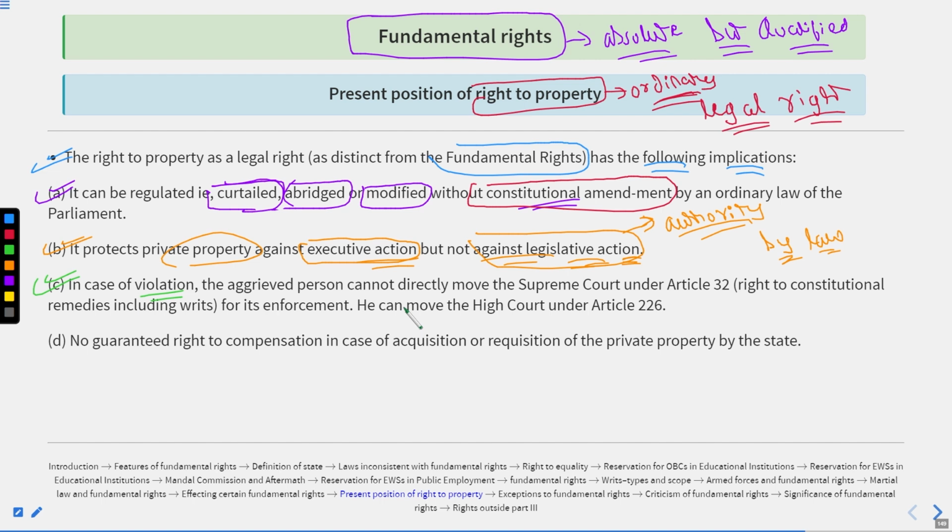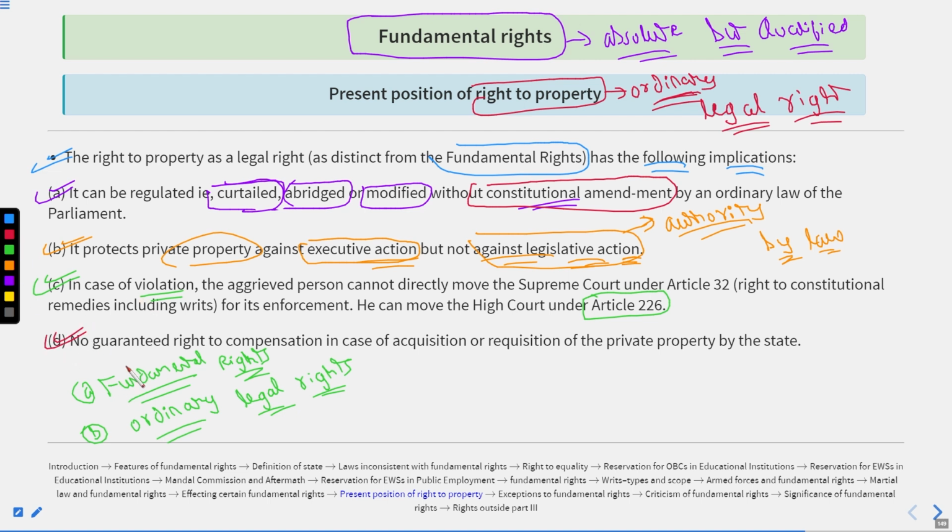Thereafter, in case of violation, the aggrieved person cannot directly move to the Supreme Court under Article 32, which is the right of constitutional remedies, including the writs, because it is no longer a constitutional right. Okay. He can move to the High Court under Article 226. Why? Because we have seen the High Courts could issue the writs in the case of fundamental rights and in the case of ordinary legal rights. Okay.